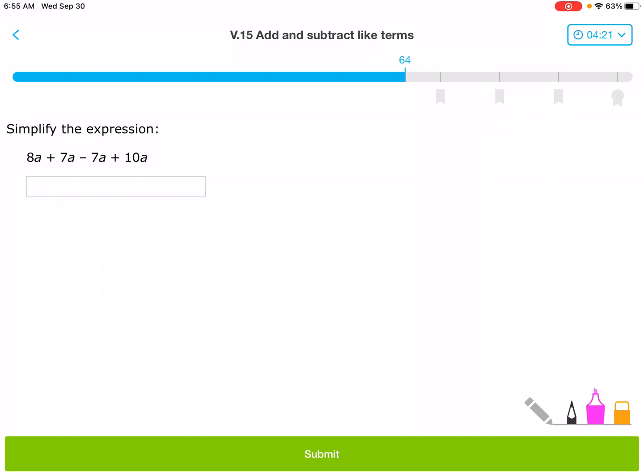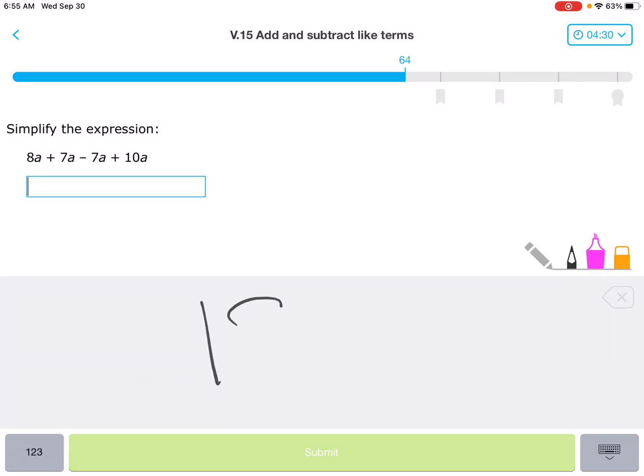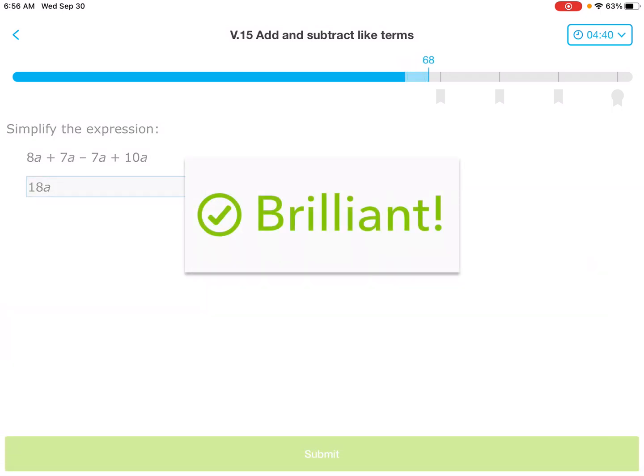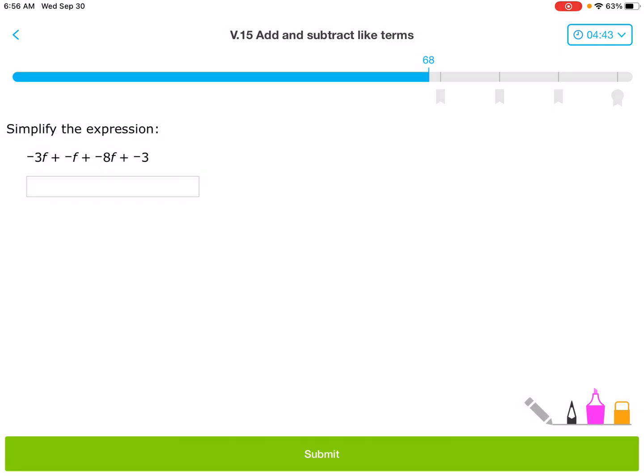Okay, all of these have an A, so I'm going to just add them. 8 plus 7 is 15, 15 minus 7 is 8, and 8 plus 10 is 18A. I'm going to check my math. 8 plus 7 is 15, 15 minus 7 is 8, and 8 plus 10 is 18. So even I sometimes second guess myself and need to check.